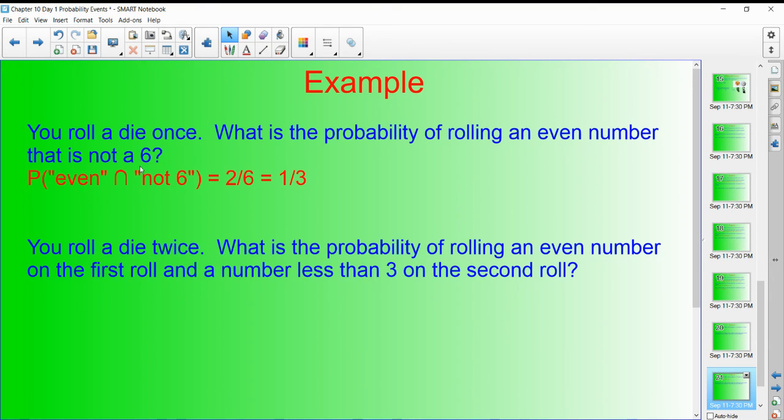Okay, even and not a 6. For this one, I would probably just list my sample space. So my sample space is 1 to 6, even and not 6. 2 out of the 6 values, or 1/3.